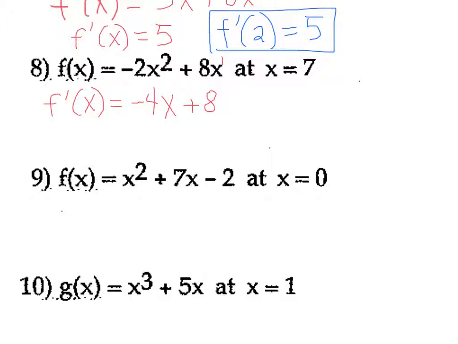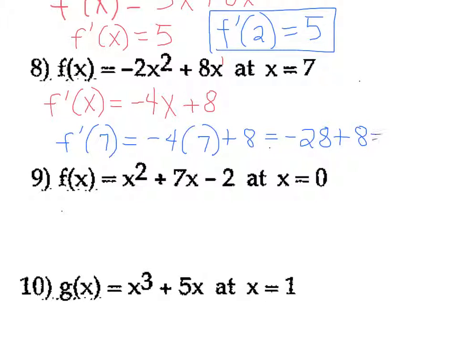Now let me find the derivative at x equal to 7. Instead of x, I'm going to put 7. So it's negative 4 times 7 plus 8. So negative 4 times 7 is negative 28 plus 8, which is negative 20. And that's the answer. Yes, and f prime of 7 equals negative 20. That is right. Circle 20.